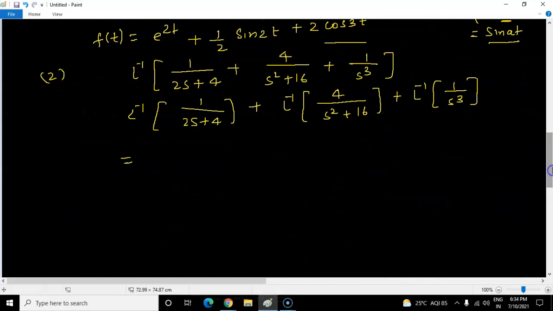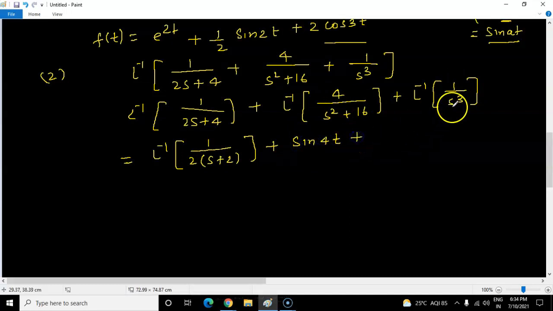So here 2 is given, I can take 2 outside here. If I take it outside, I will get 1 upon s, and this becomes 4 by 2, which is 2 more. Right? So you can write like this also. Laplace inverse of 1 upon 2, I can take outside, so it becomes s plus 2. This is the Laplace of a by s square plus a square. So directly we can write it here sine of 4t.